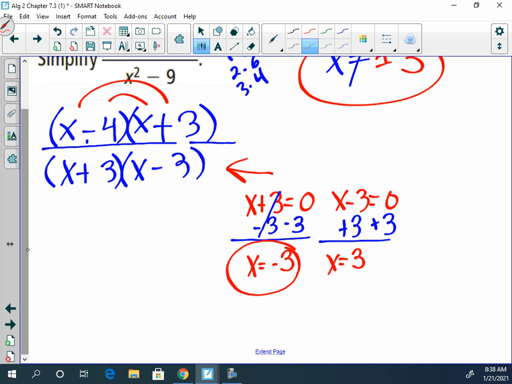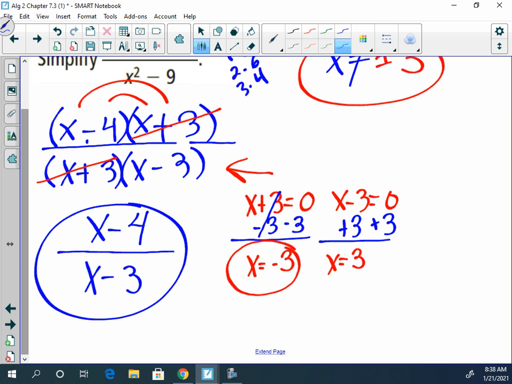Okay. Let's simplify this fraction. What will simplify on top and bottom? 3. Right, the x plus 3 and the x plus 3. Which would leave us with what? And that's it. That's all we have to do with this here. Any other questions on this here so far? Okay.